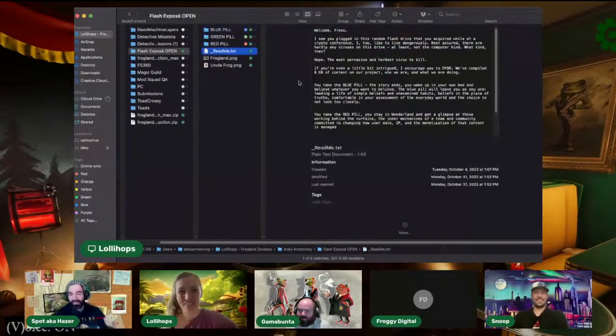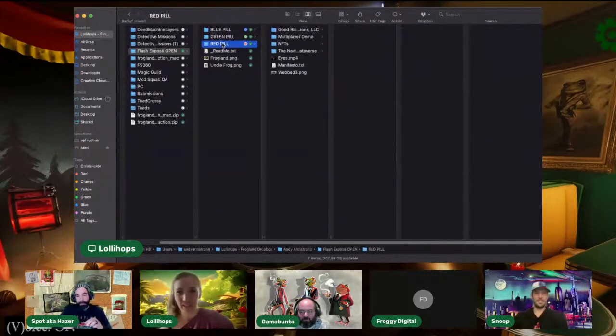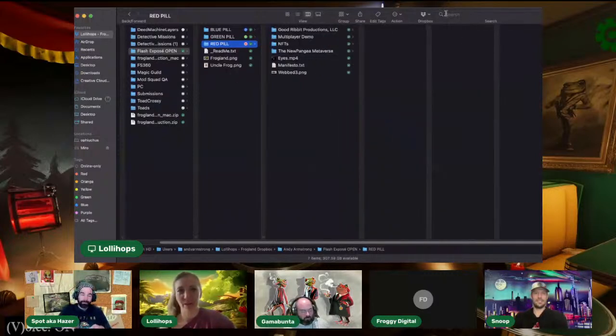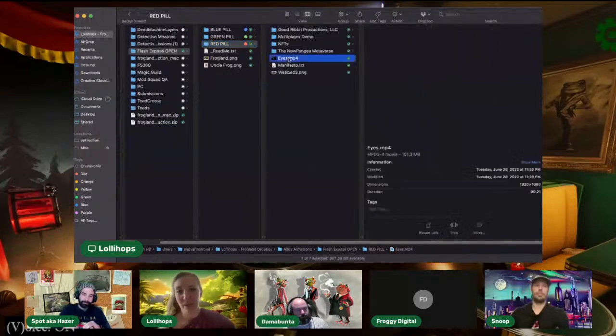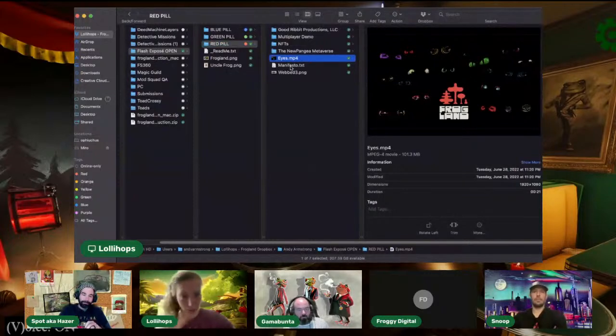Nice. So then if we're back into the root folder here, the red pill, that's kind of the one that's going to give you more of the high level information. It would pop you out of the matrix if that's where we were. And so you get to see all of the details going on behind the curtain, so to speak, but not necessarily in character.